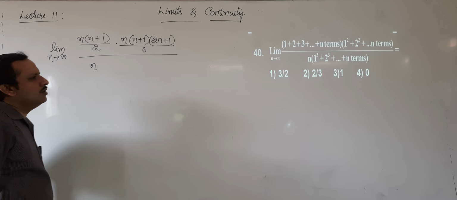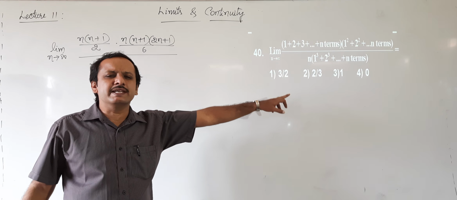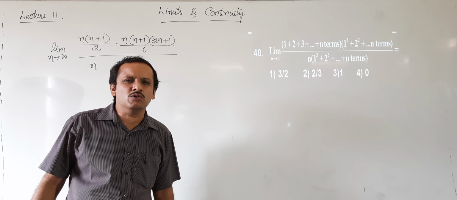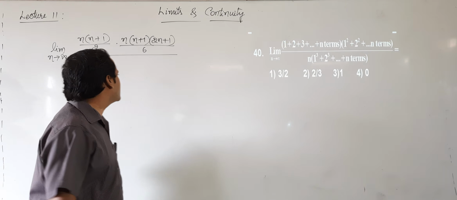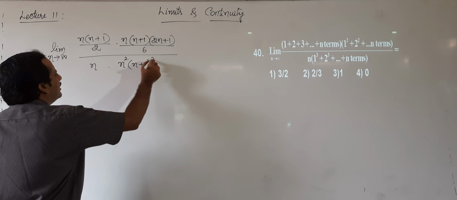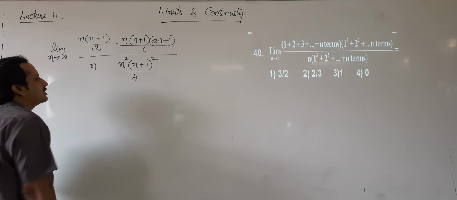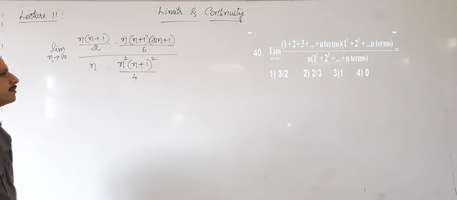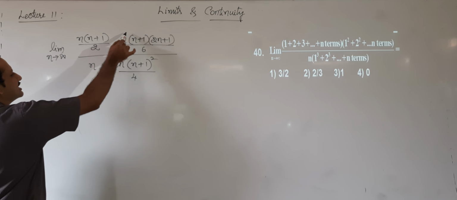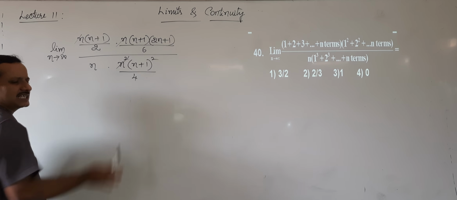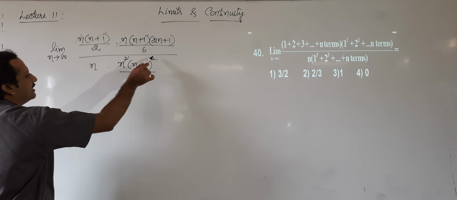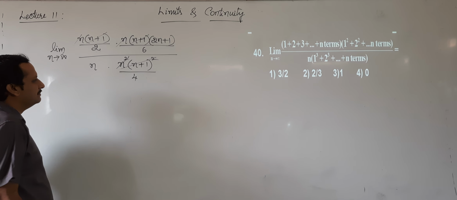what do you have? 1 cube plus 2 cube plus 3 cube up to n cube, that is equal to n square into n plus 1 whole square divided by 4. So you just observe, n square gets cancelled. Here n into n, that n square gets cancelled. Here we have n plus 1 into n plus 1, it will become n plus 1 whole square, that n plus 1 whole square gets cancelled.